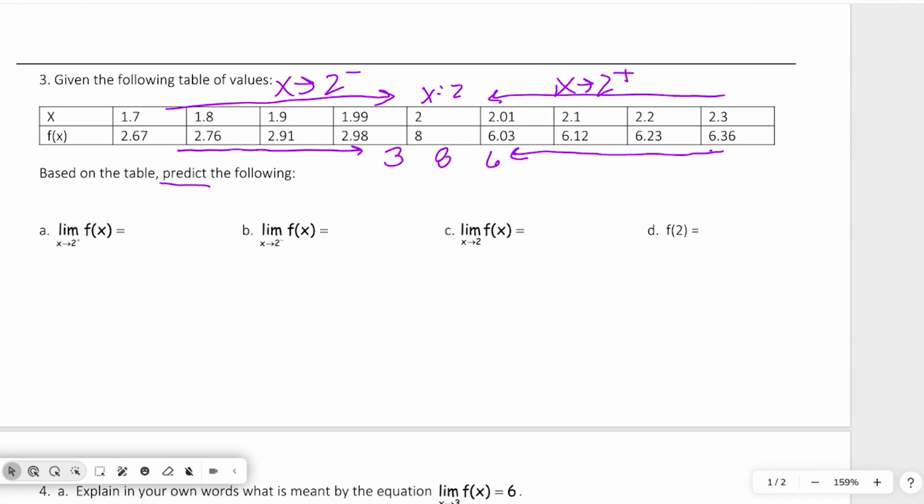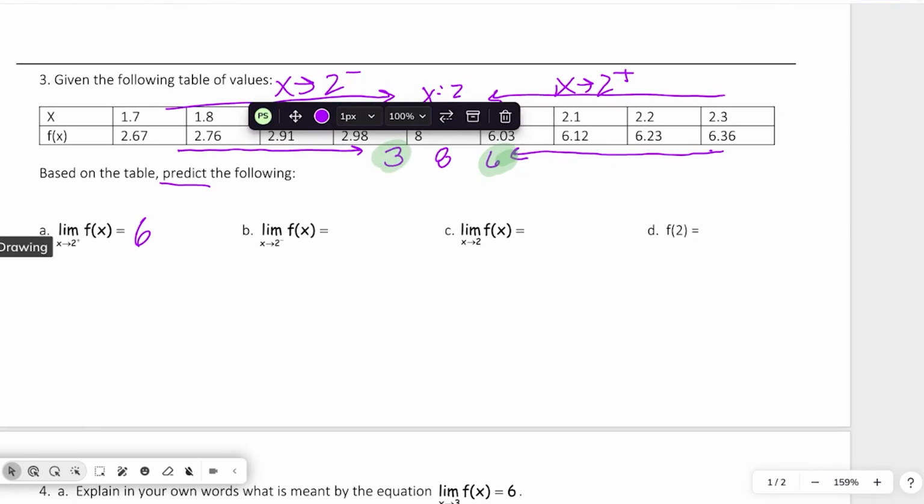So part A is asking for the right-hand limit. The limit as x approaches 2 from the right, and we can see that that's going to be 6, or at least it appears as though it should be 6. Letter B, as x approaches 2 from the left, the value of the function seems to be approaching 3.